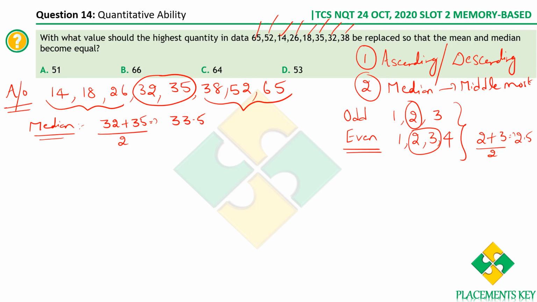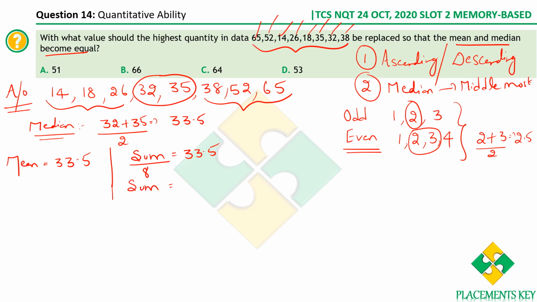Now what are we told? We are told that the mean and median should be equal. Therefore the mean should also be equal to 33.5. We know what the mean is: the sum of observations divided by the number of observations. We have 8 observations. So what is the sum of the 8 observations supposed to be? 33.5 into 8. Let's compute that. 8 5s are 40, 8 3s are 24, so 28, 8 3s are 24, 26. So the answer is 268.